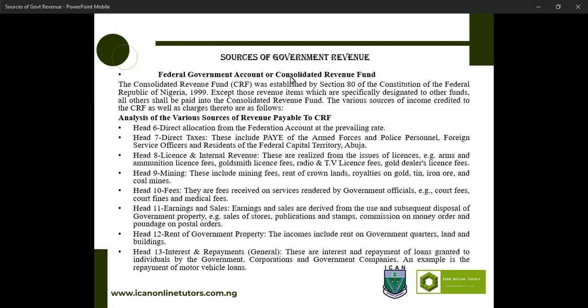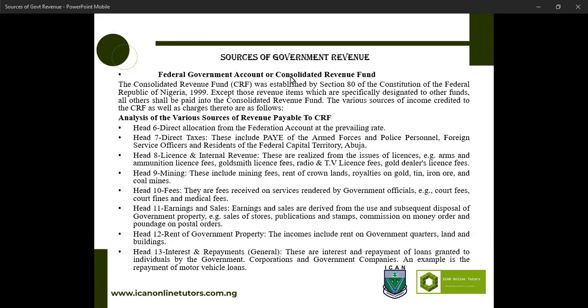So the CRF is what is known as the federal government account, or it is known as Consolidated Revenue Fund account. So we all know this account to be CRF, but it is also the same thing as the federal government account. So the federal government has their own account that they operate separately, different from the federation account, because the federation account belongs to all the governments, not a single tier of government. So now what do we understand by CRF, the federal government account?